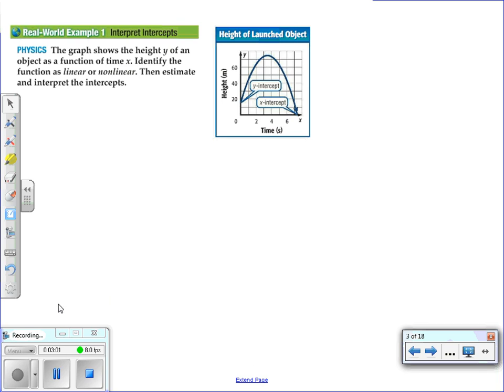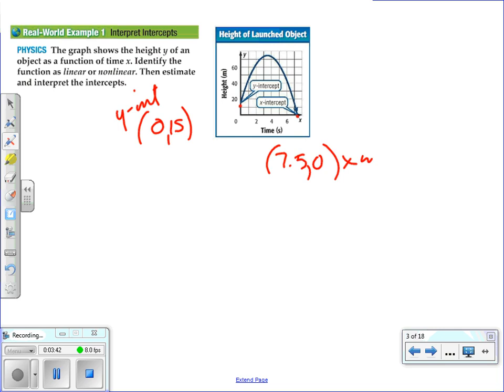What intercepts do we see? So you notice the y-intercept is at about 0, 15, right? And the x-intercept is a little after 7. So could we say maybe 7.5? So this is at about 7.5, 0. So there is the y-intercept and the x-intercept.